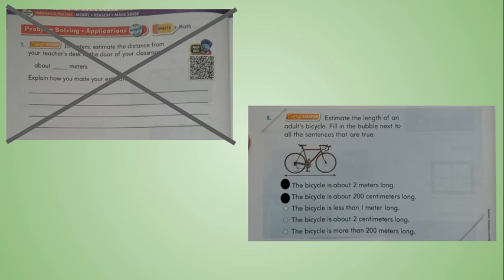How about the bicycle is about 2 centimeters long? Well, imagine again those centimeter cubes that we used. Would it only be the length of 2 of those? Definitely not. You'd be able to step on that with your foot, it'd be so small. The last one says the bicycle is more than 200 meters long. Again, picture 200 meter sticks lined up side by side by side. That'd be the biggest bike in the world. I don't think anyone would be able to ride that.